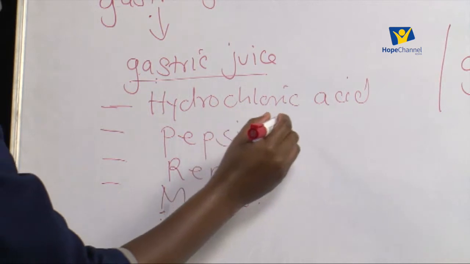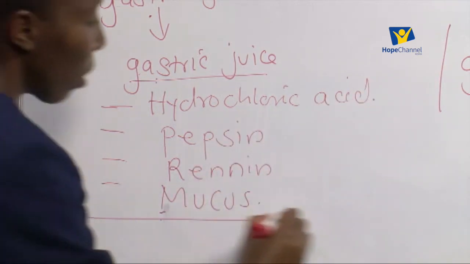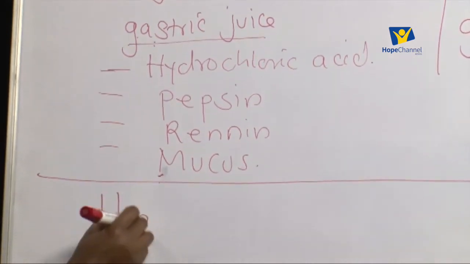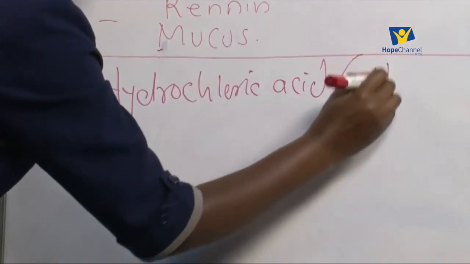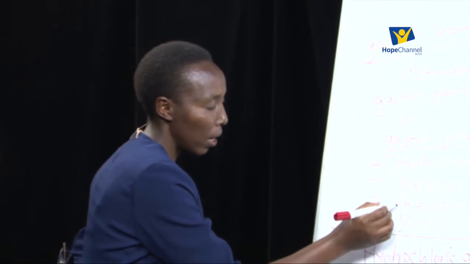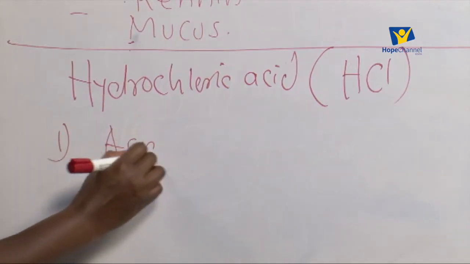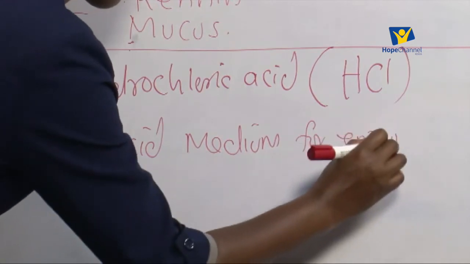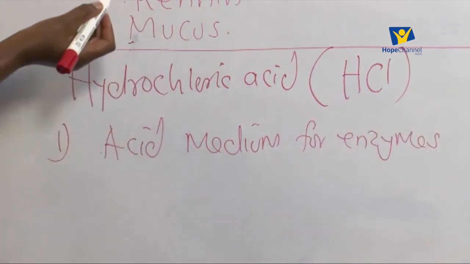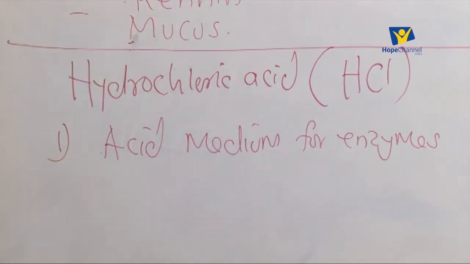Now, what is the role of hydrochloric acid? Hydrochloric acid, this one we say HCl. What is the role of hydrochloric acid? Number one, it provides an acidic medium for the enzymes. Which are these enzymes? We have pepsin and we have renin. I always remind my students that we said enzymes are sensitive to change in pH.